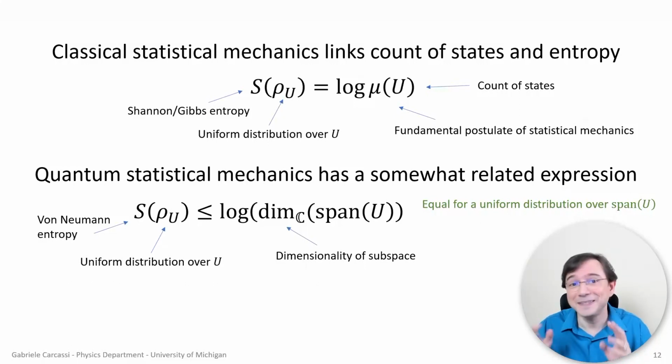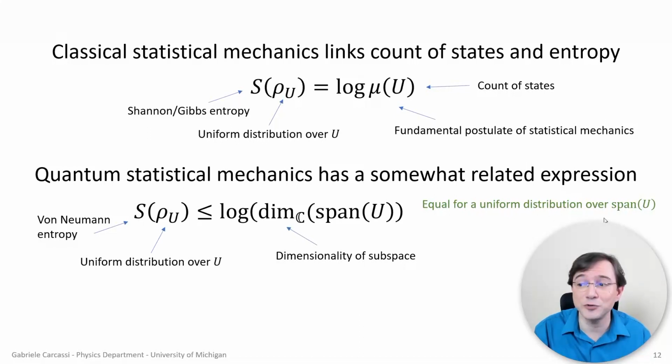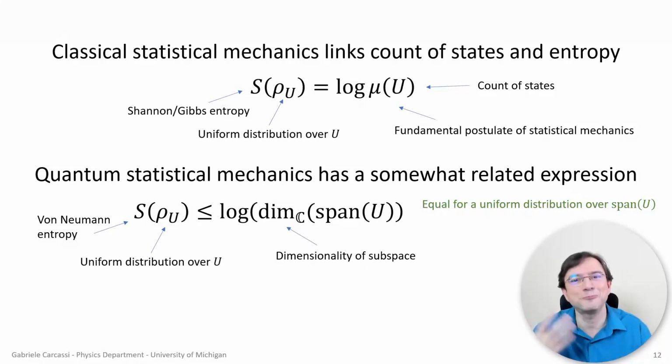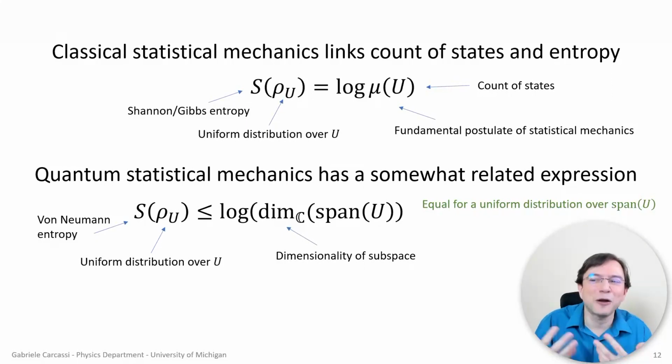Of course, something like this does not really exist for quantum states. But in quantum statistical mechanics, there is a related expression. If we take the entropy of a distribution over a set of states, and the entropy has to be the von Neumann entropy because that's the correct expression for quantum mechanics, you find that this is less than or equal to the logarithm of the dimension of the subspace spanned by the set U. And this expression is going to have an equality if you have a uniform distribution over the span. So again, it's not exactly the same thing that we had before, but it's pretty darn close. It looks very similar. So one would say, maybe we should extend the previous expression to quantum statistical mechanics as well.